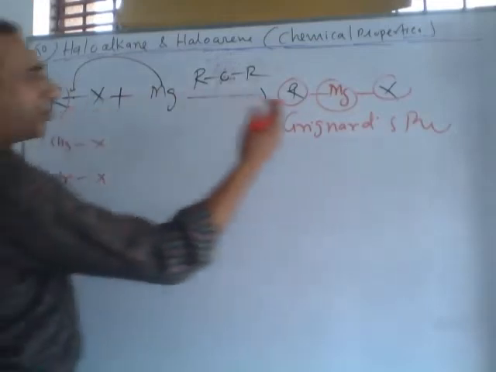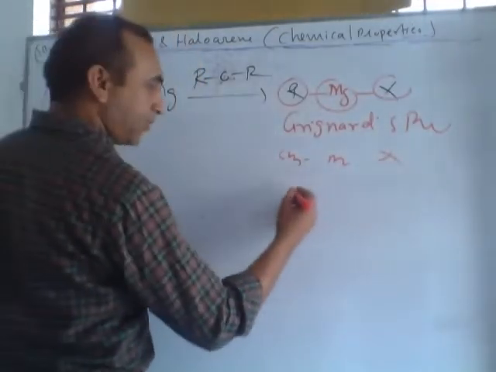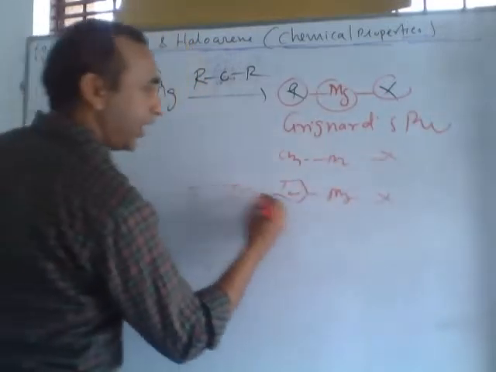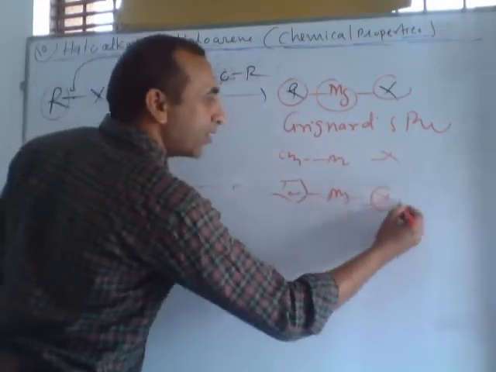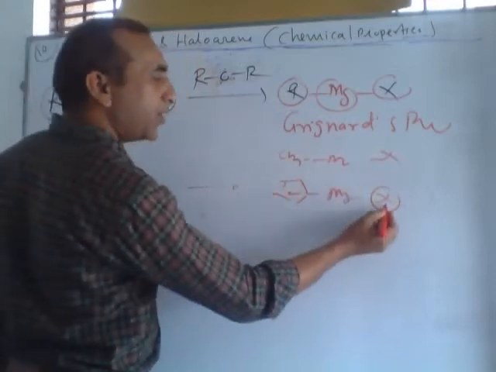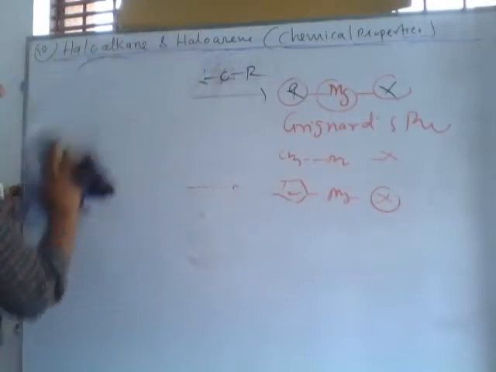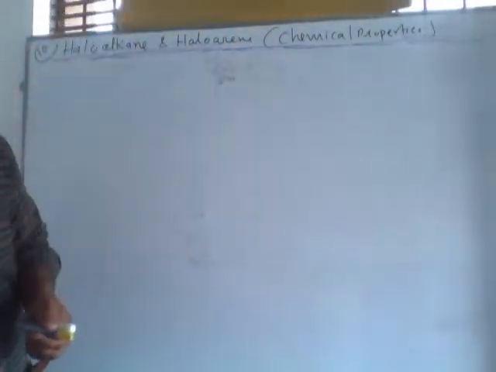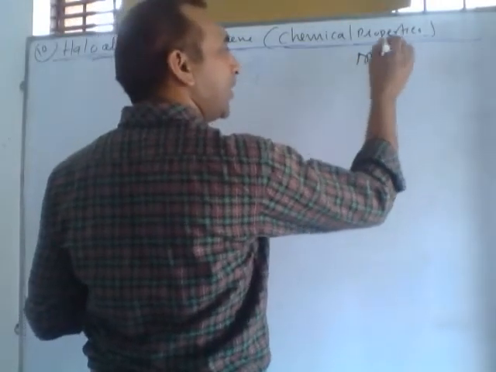With CH3, the product will be methyl magnesium halide. In this case, the product will be phenyl magnesium halide. In the case of aromatic Grignard reagent, you can't use chlorine or fluorine. Generally, we use iodine and bromine due to their high reactivity. Next, we have written MEEN. M means reaction with metal, and second, elimination reaction.